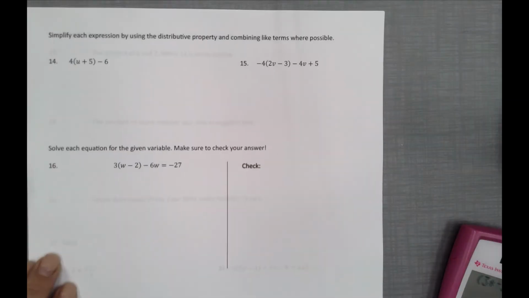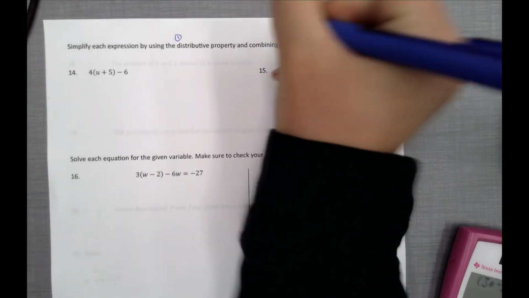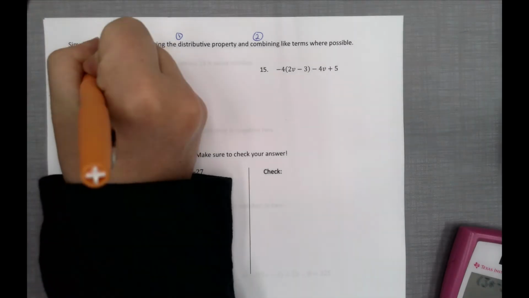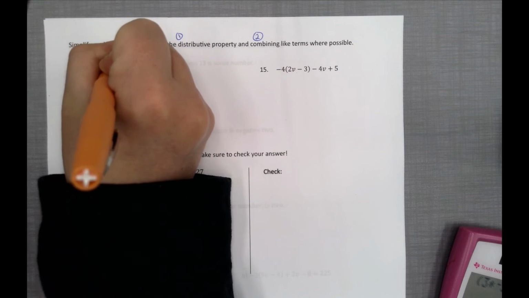Moving on. Next one is asking us to simplify each expression by using the distributive property, then combining like terms when possible. So 2 things you have to do. You have to use the distributive property, that's step 1. Step 2 is combining like terms if possible. Distributive property is where you have a number attached to parentheses, like this 4, and you have to put it on the inside of the parentheses.